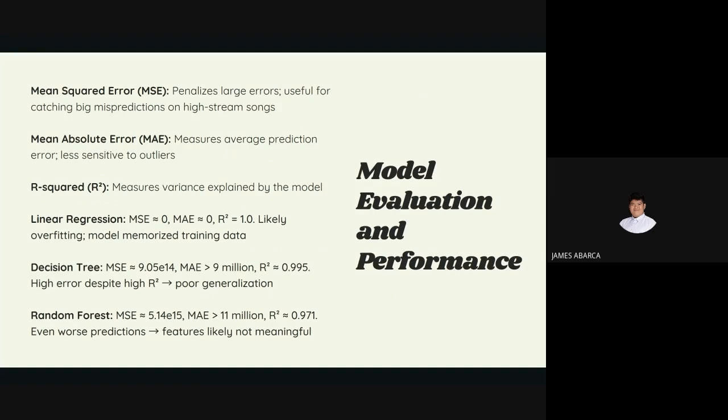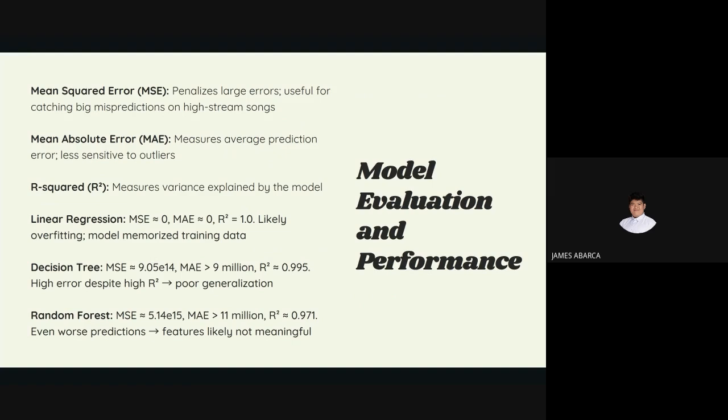So to evaluate performance, we use 3 key metrics. First is the mean squared error or MSE, which penalizes large errors more, helping us see how far off we were, especially on very popular songs. Next is the mean absolute error or MAE, which gives us an average of how many streams we missed by, making it more intuitive. Lastly is R squared. It tells us how much variance in stream counts is explained by our model.